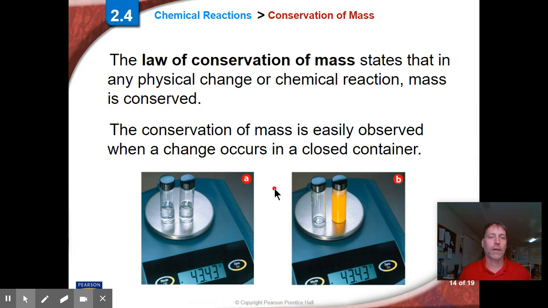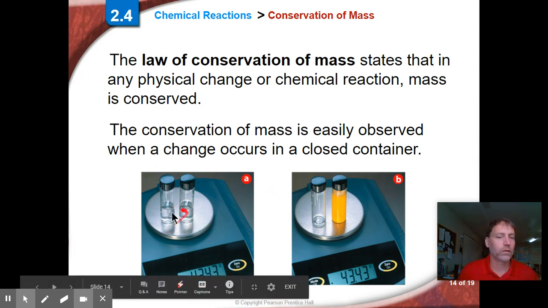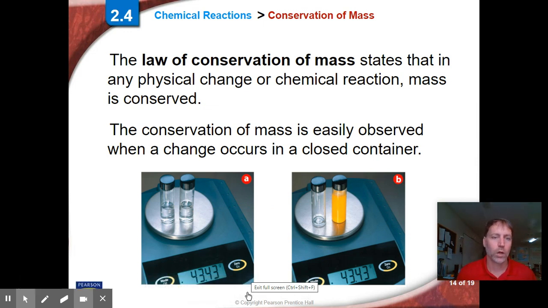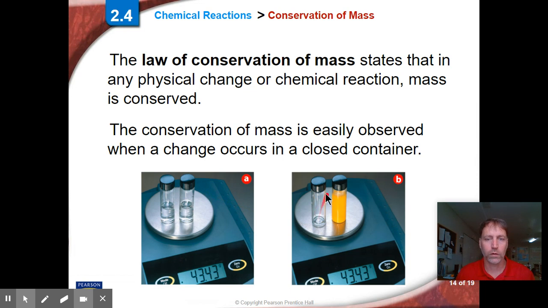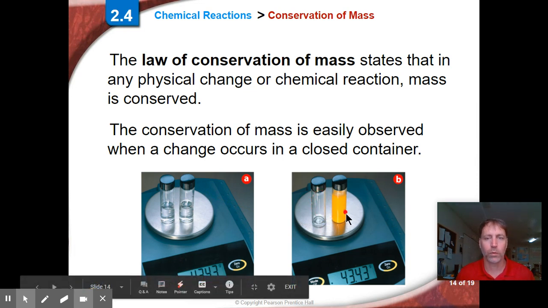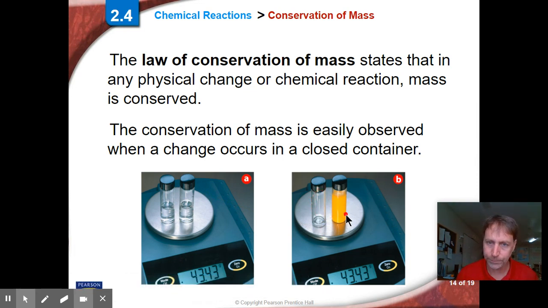So here's a picture of an example of that. You have these two clear liquids, and those two clear liquids have a mass of 43.43 grams. You take this vial and pour it into that vial. They both have their caps on, so it's a closed environment. Even though this one is empty now, it's been poured into this one, the mass is still 43.43. Now, a chemical reaction has occurred because you see a color change: it was clear, and now it's kind of an orange juice color. So mass is conserved.